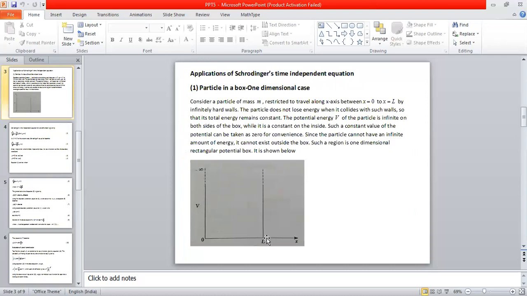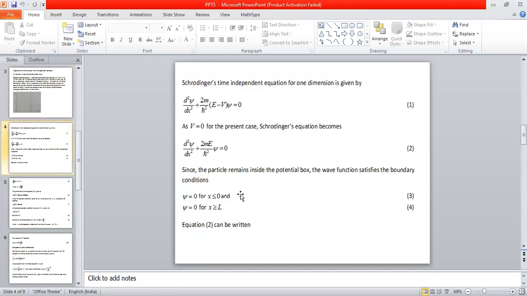Similarly, the particle cannot exist outside the region x is equal to L. So we have the second boundary condition: psi must be 0 for x greater than or equal to L. These two are called boundary conditions. They tell us that the particle cannot exist outside the potential box. We shall make use of these two boundary conditions, equations 3 and 4.